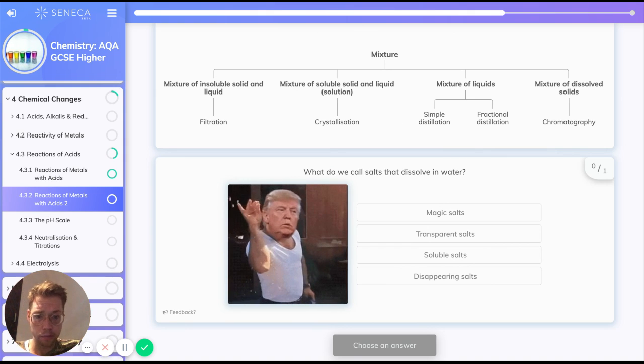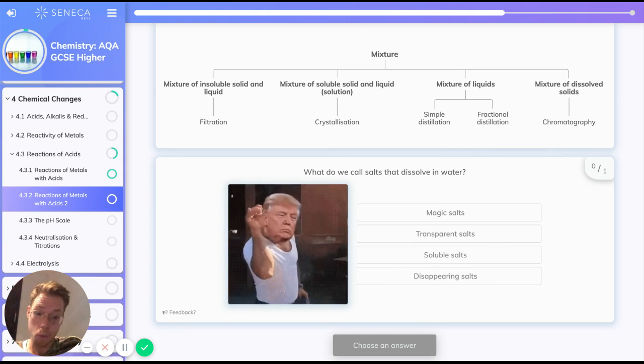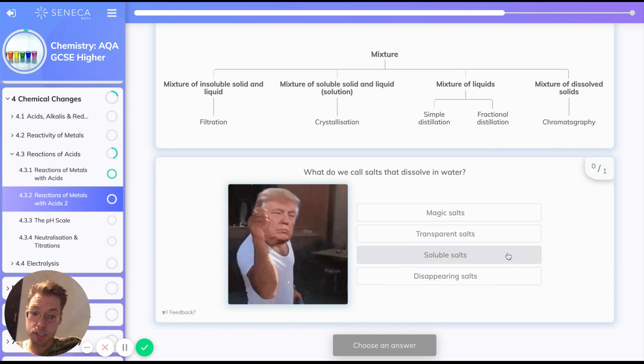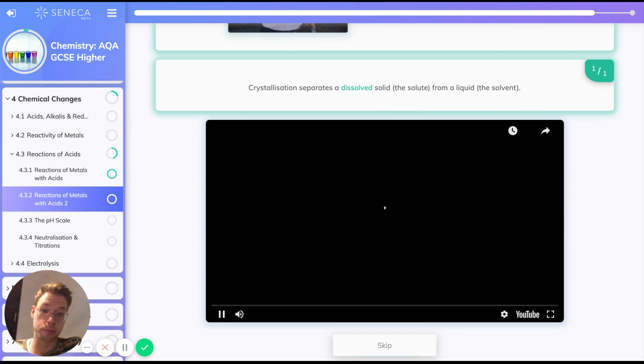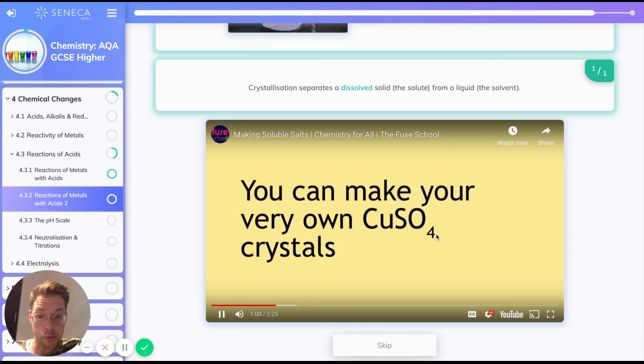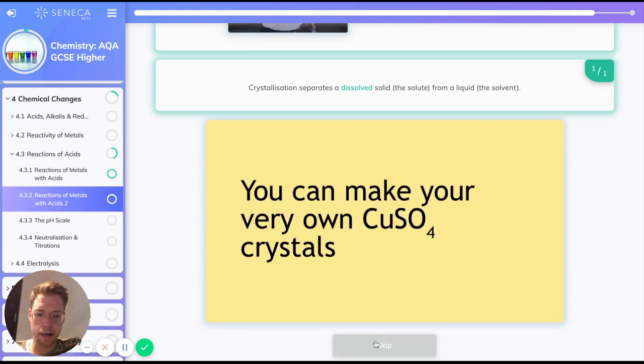So let's have a quick review. Do you remember the name for something that dissolves in water? That's going to be a soluble salt. Bam. And crystallization, do you remember what that does? It separates a soluble or dissolved solid from the solute. Did you know that you can make your very own copper 2 sulfate crystals?